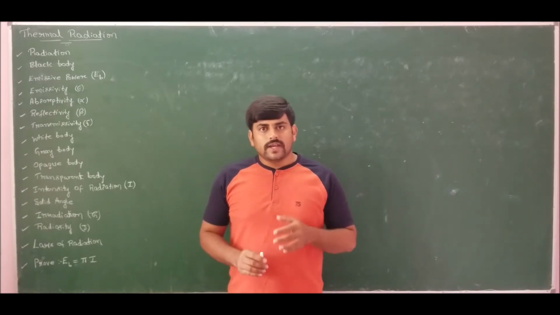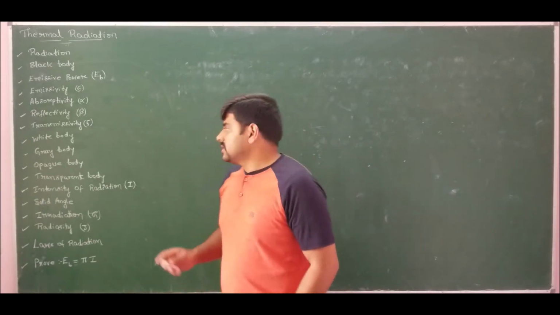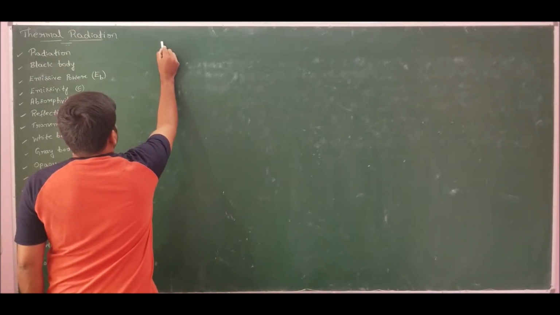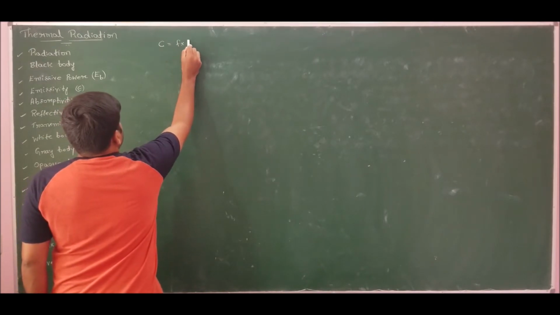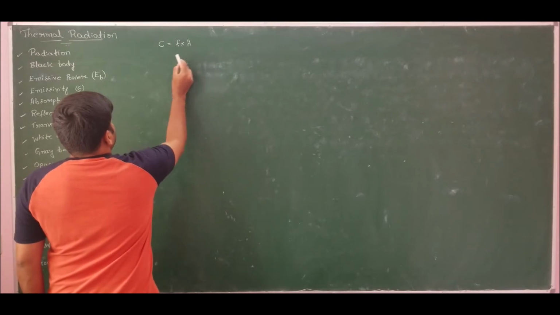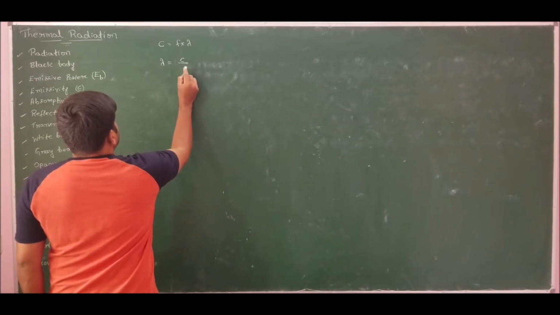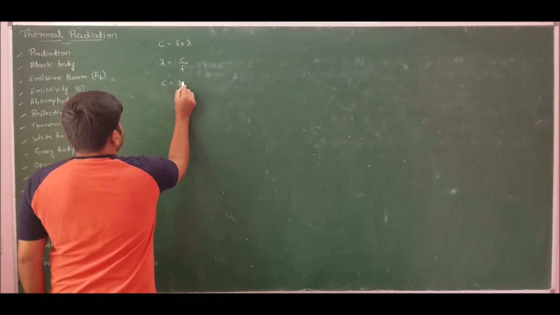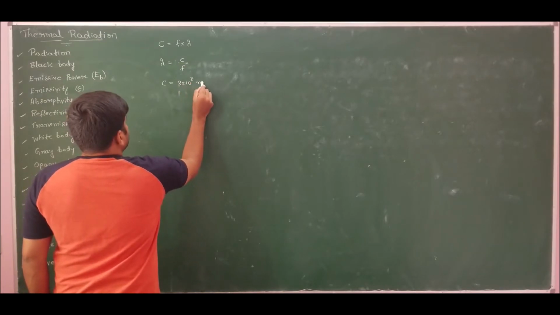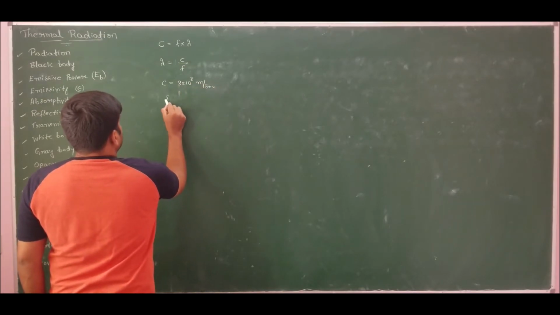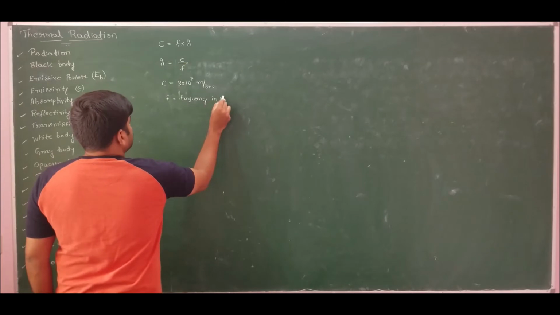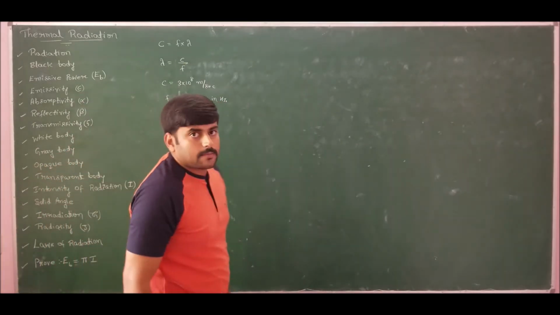So in vacuum, if I want to determine the wavelength of electromagnetic waves, that is thermal radiation, I can use the basic equation which we all know, that is speed of light equals frequency times wavelength. Therefore, wavelength can be determined using the equation speed of light divided by frequency, where speed of light is 3 times 10 to the power of 8 meters per second, and f is frequency in hertz or in cycles per second.